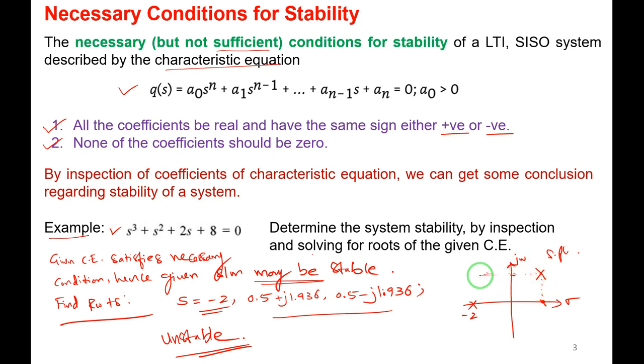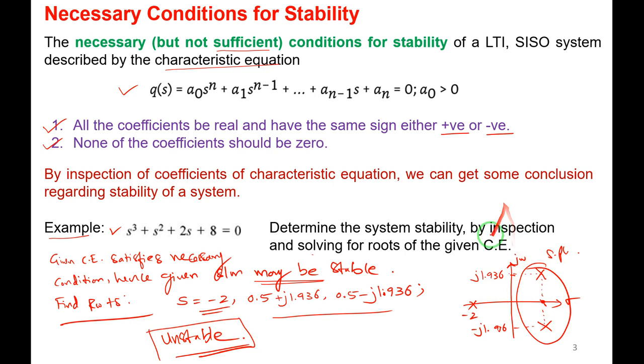Right, so j 1.936. Similarly here, minus j 1.936. Okay, one of the roots is lying in the left half, but observe these two roots are lying in the right half of the s plane. Now I am very much sure that the given system is unstable because two roots are lying in the right half of the s plane.